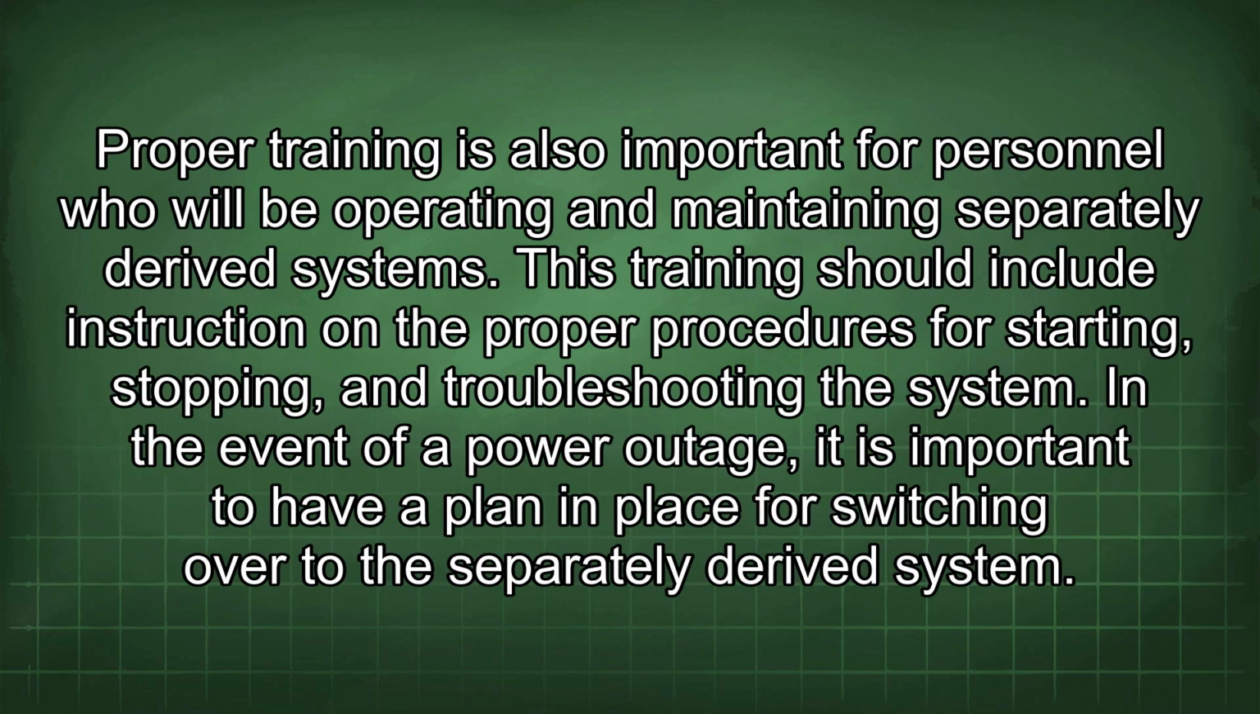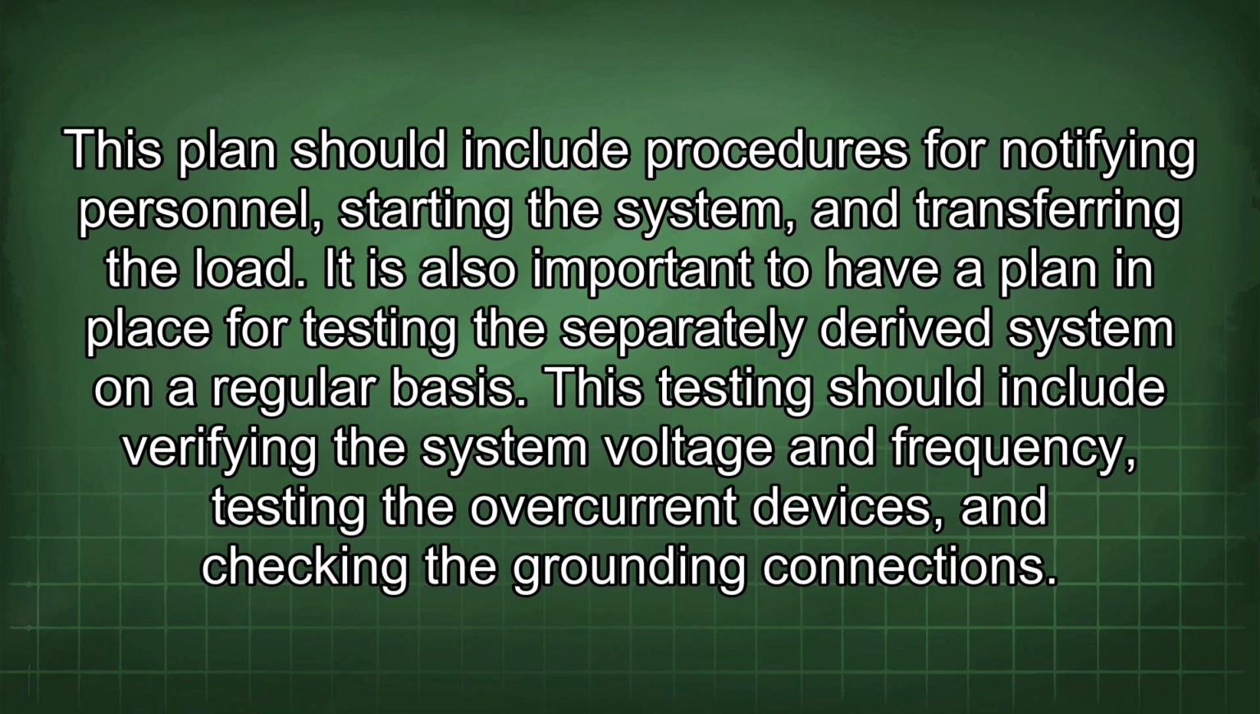Proper training is also important for personnel who will be operating and maintaining separately derived systems. This training should include instruction on the proper procedures for starting, stopping, and troubleshooting the system. In the event of a power outage, it is important to have a plan in place for switching over to the separately derived system. This plan should include procedures for notifying personnel, starting the system, and transferring the load.